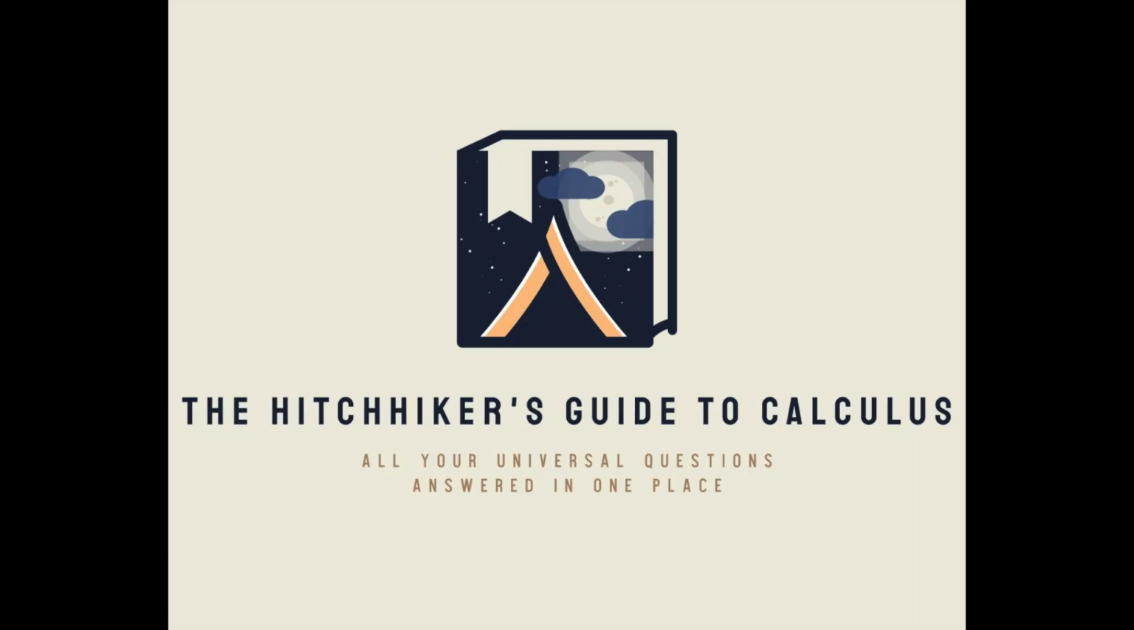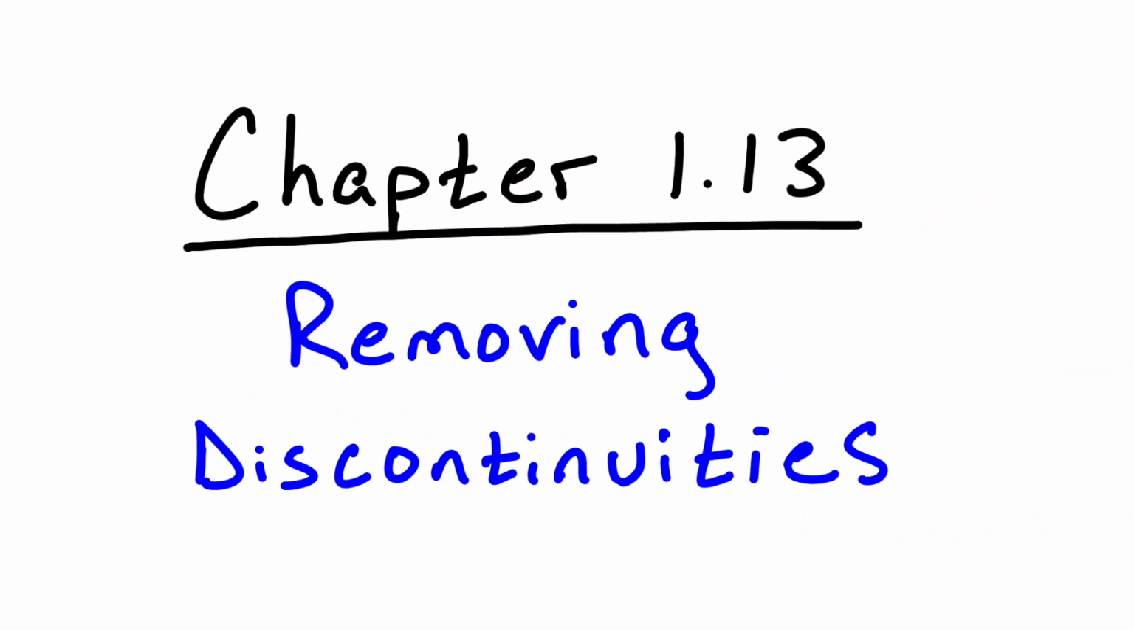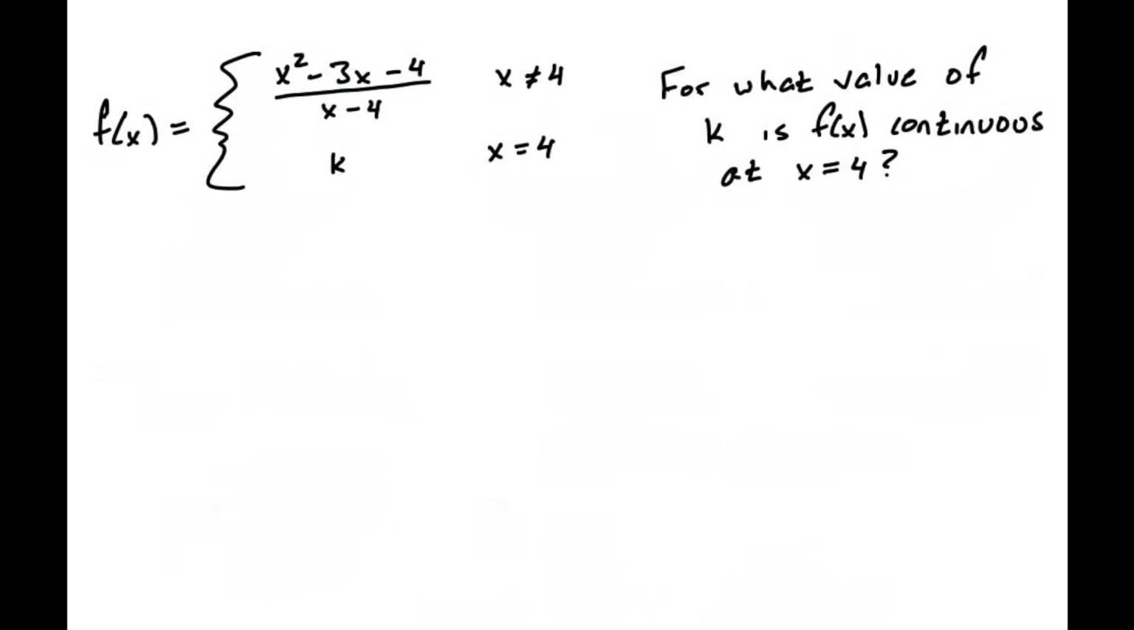My name's Kevin, and I'll be your guide to Chapter 1.13, Removing Discontinuities. We'll do this by looking at an example of a piecewise function, where when x doesn't equal 4, we've got this whole top chunk of a function, and when x equals 4, our function's just equal to k. And the question is, for what value of k is our function going to be continuous at x equals 4?